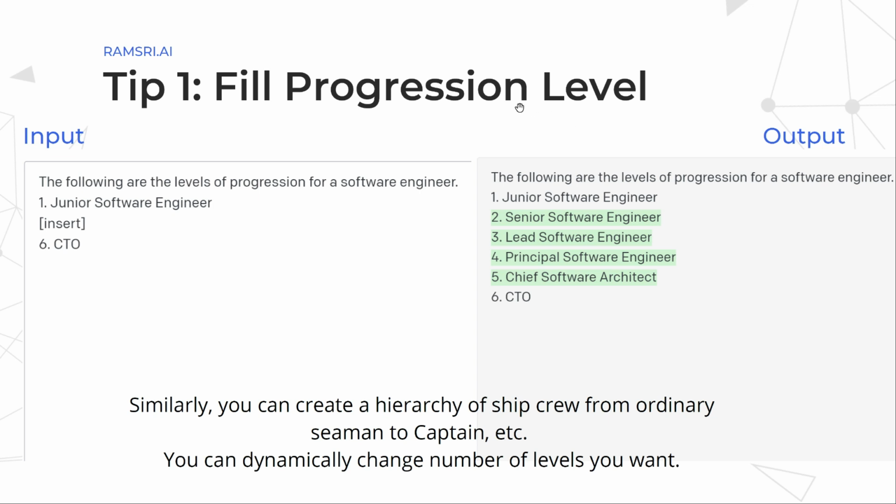So for example, what you see on the left here is the input. The following are the levels of progression for a software engineer. So if you have no clue about what are the levels involved from going to a junior software engineer to a CTO, all you can do is just give bullet point 1, junior software engineer, and give bullet point 6, CTO, and you can ask OpenAI GPT-3 to fill the other levels for you. Here you can see senior software engineer, lead software engineer, principal software engineer, chief software architect, and then CTO.